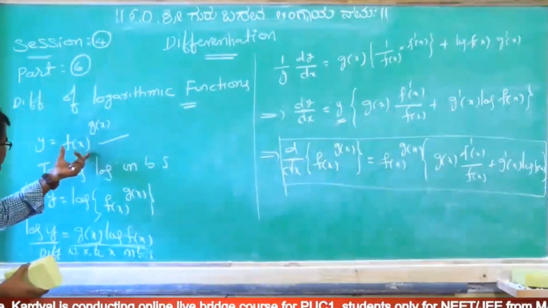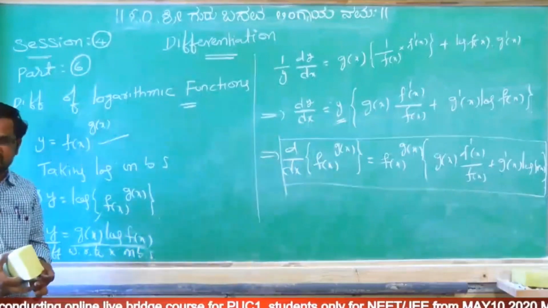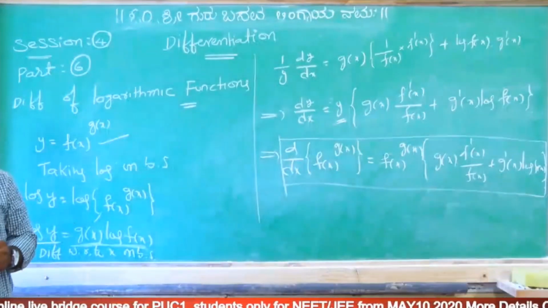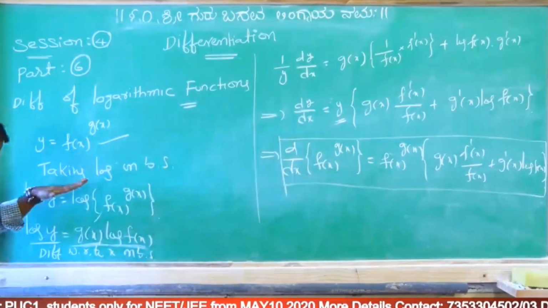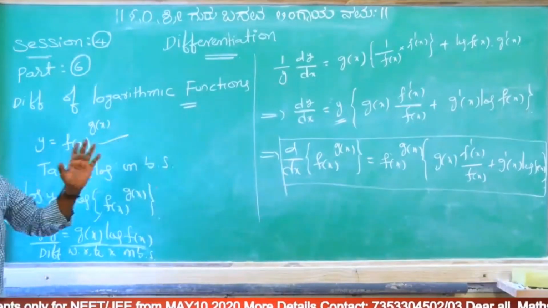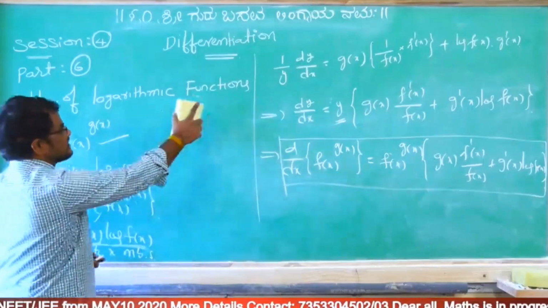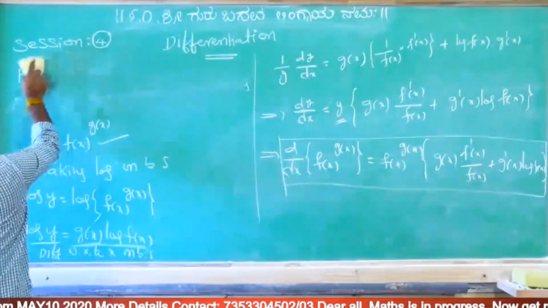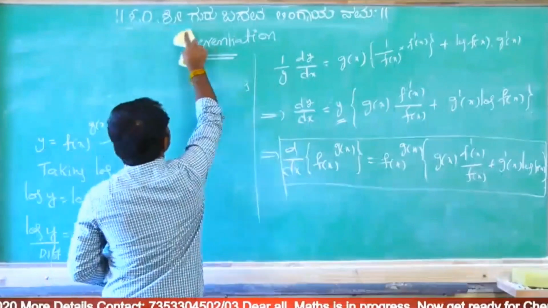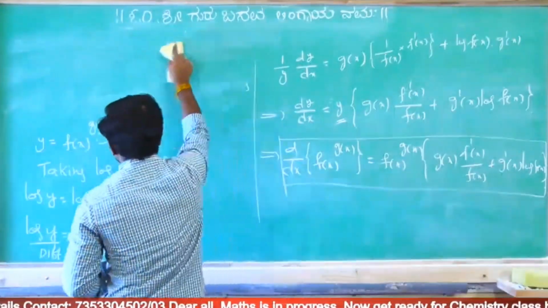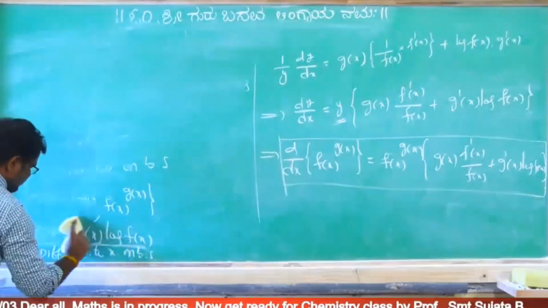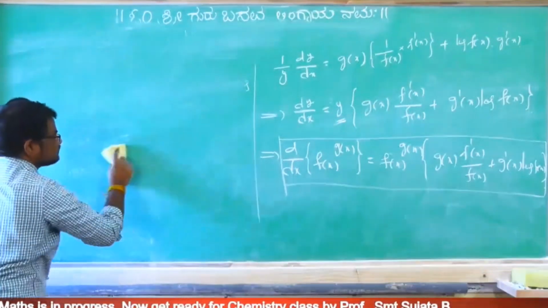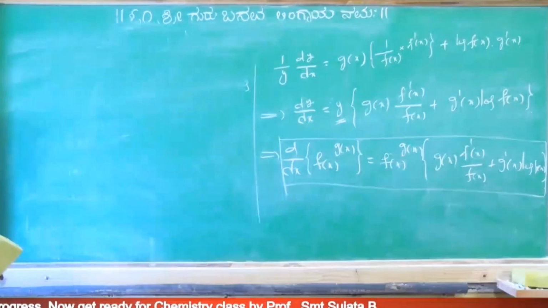Whenever one function to the power of another function is given, how to do the differentiation for that one? First we have to apply log on both the sides. Then we have to do the differentiating. Okay, no? So I will take one example on this one, one problem.